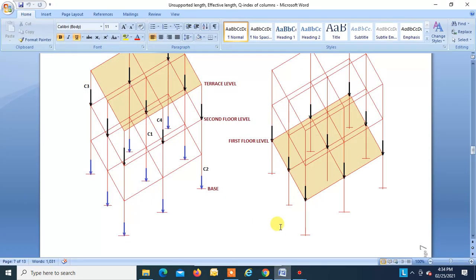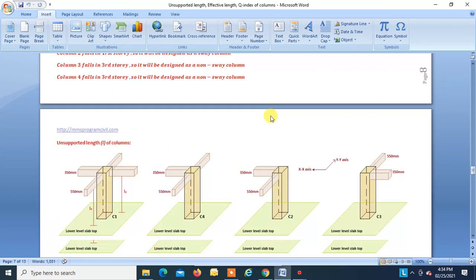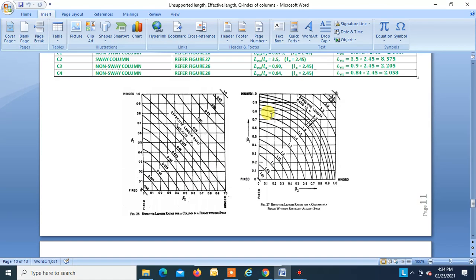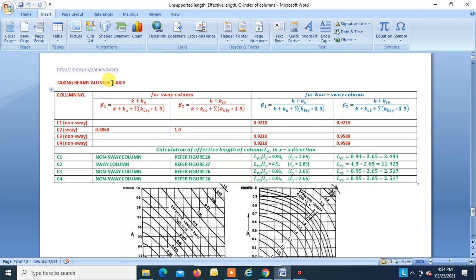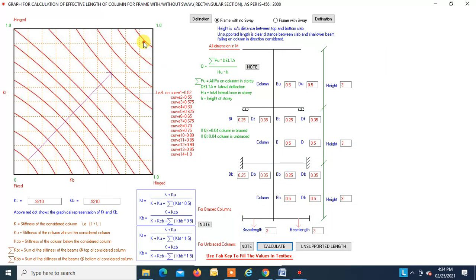So we get beta 1 and beta 2 as 0.921. So let us see the case for the beam along the x-axis, okay? Taking the beam along the x-axis, for the C1 non-sphere column, we get beta 1 as 0.921, right? This is exactly what we get from the software. Software can make your life very easy and save a lot of time and a lot of calculations.